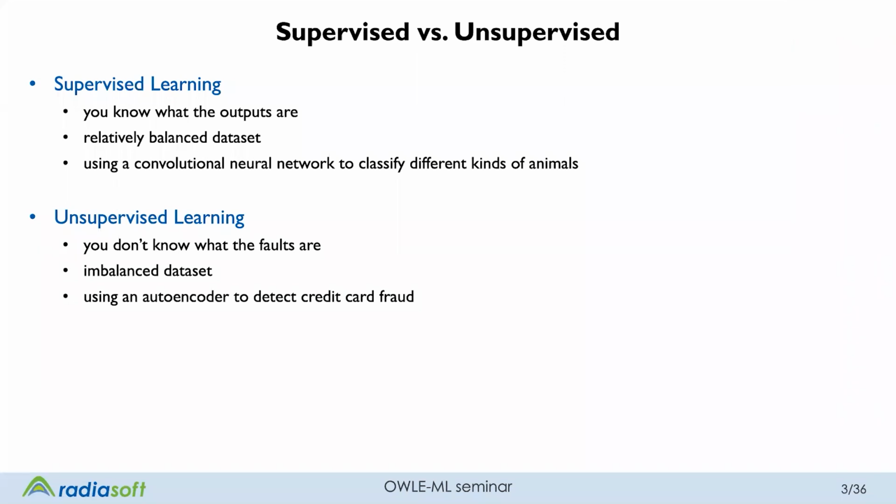For example, in some anomaly detection cases, you don't know what the faults are, or you don't know what is considered anomalous. A really nice example of unsupervised learning is using autoencoders to detect credit card fraud. You train an autoencoder on what is considered to be normal credit card transactions, and then you flag any transactions that fail the reconstruction test for the autoencoder. This is the simplest use of autoencoders for anomaly detection. There are a few other ones.